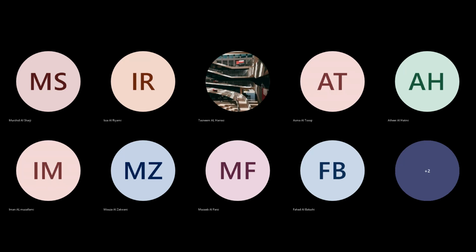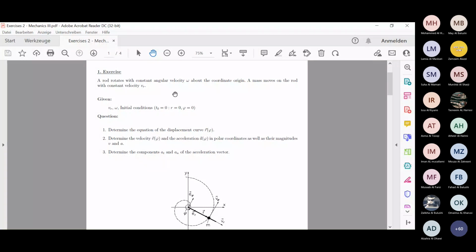Okay, here we have for the set 2 the following exercise. That's what we have here. We have the coordinate system, x, y, and we have a rod here with a particle, in our case here, mass m, with constant angular velocity omega, which is in the direction of z here.